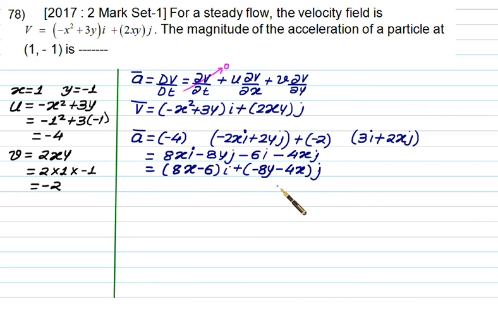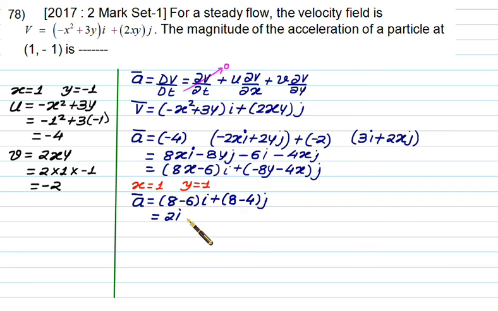Now at this instant we'll put x equal to 1 and y equal to minus 1. So we get acceleration a bar equal to 8 into 1 is 8 minus 6 i, plus minus 8 into minus 1 is plus 8, minus 4 j, which equals 2i plus 4j. So that is the same answer we got before. This time the modulus of acceleration will be equal to the square root of 2 square plus 4 square, which is equal to 4.47.